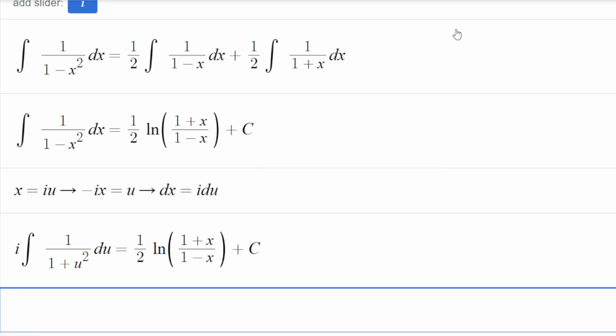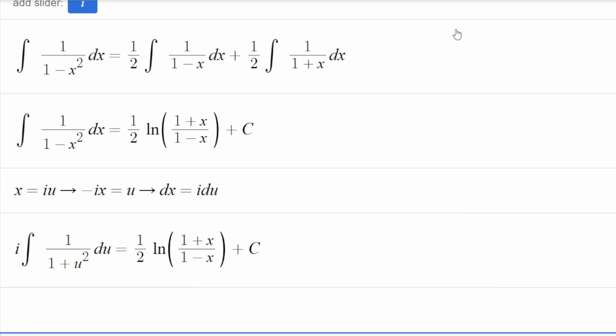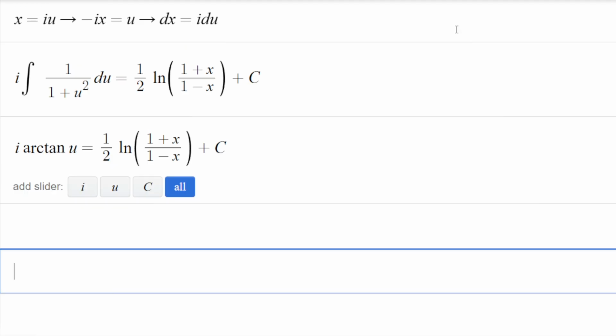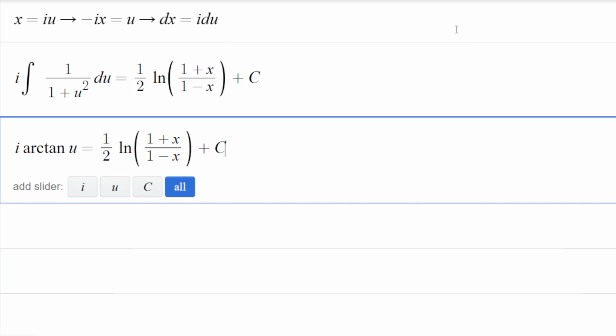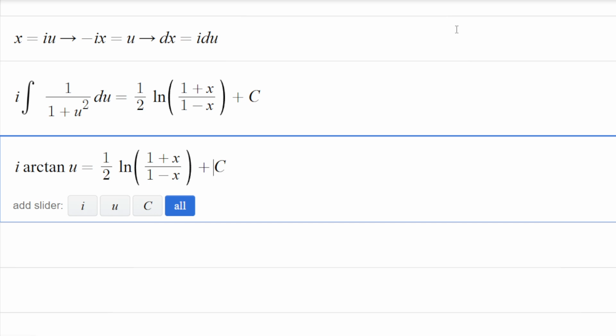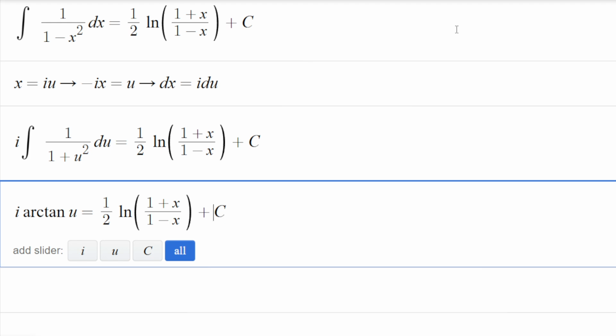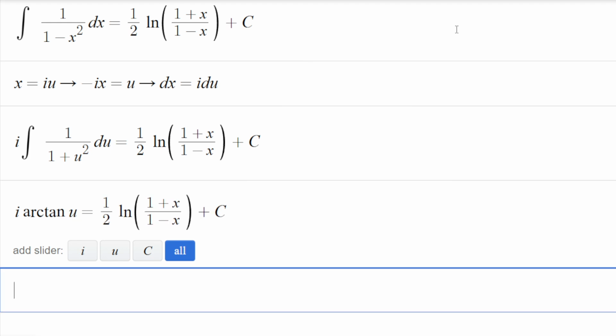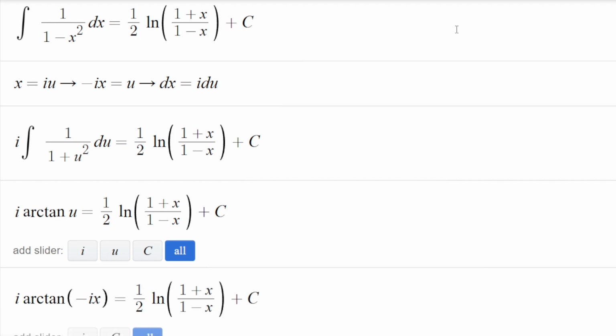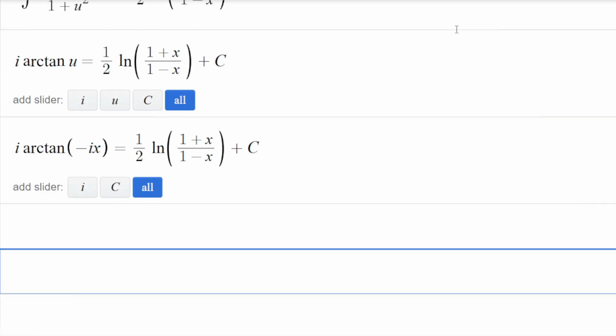Of course, that integral is very easy to evaluate. That's just going to evaluate to i arctangent u. Now, we have to bring this back to the x world. We defined x to be iu, which implies that u is negative ix. So all we do is plug our x values back in. So now we have i arctangent of negative ix is equal to 1/2 the natural log of 1 plus x over 1 minus x plus c.